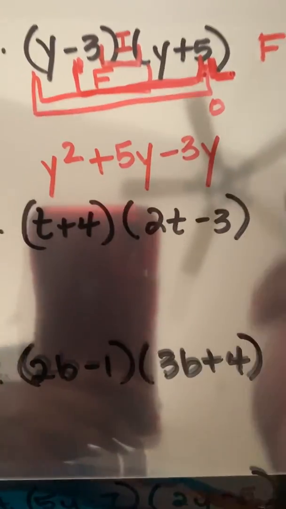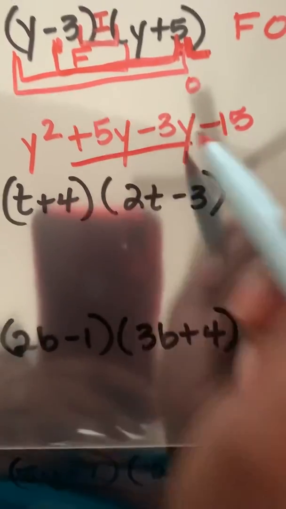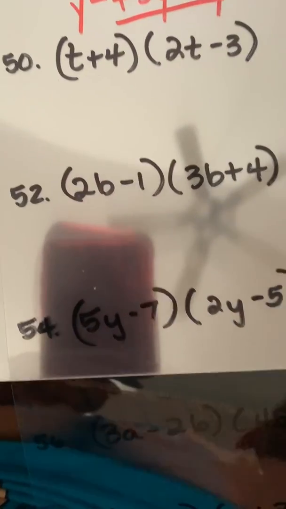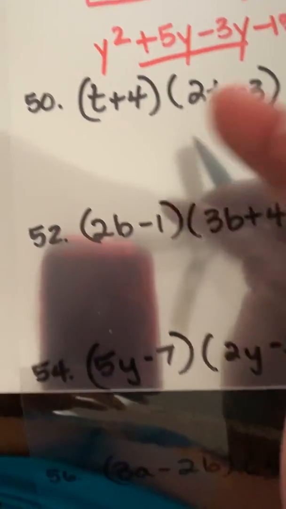Okay, -3 times 5 is -15. You're done with the FOIL method. Combine your like terms. Y squared, 5 minus 3 is 2y, minus 15. And that's your answer. For your method, first, outer, inner, last.